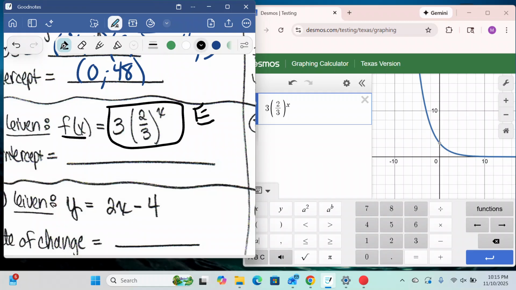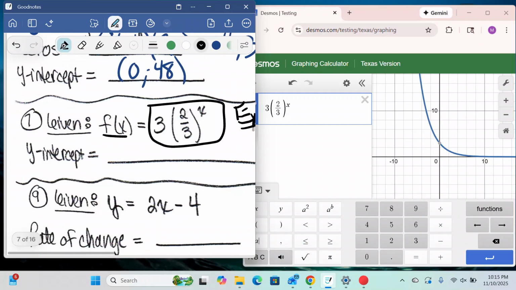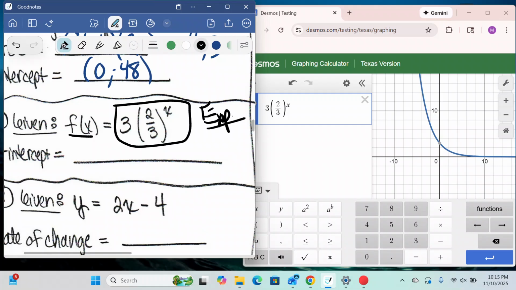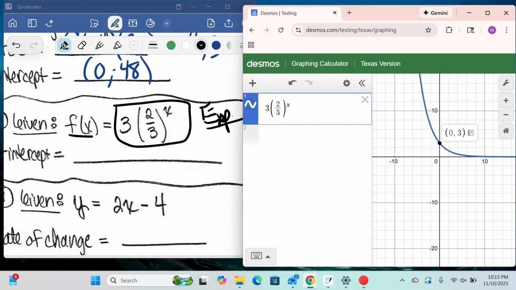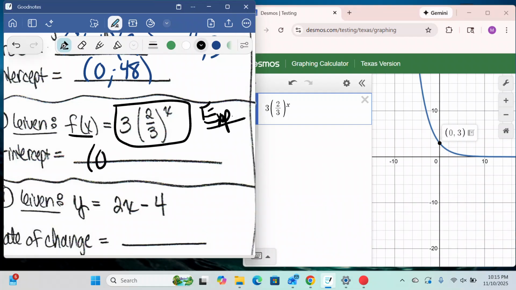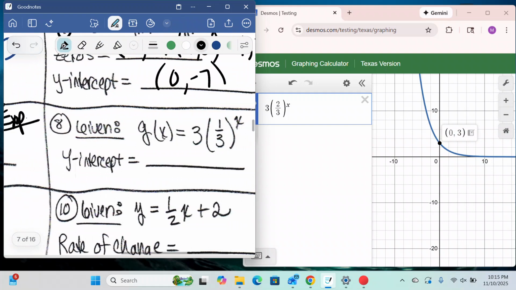Why is it exponential? Because it increases quickly. It increases at a sudden rate. So the only thing I'm being asked to find is my y-intercept. All I have to do is hover over the y-axis, and my y-intercept is 0, 3. And that is my y-intercept. So I'm going to move right along to number 8.